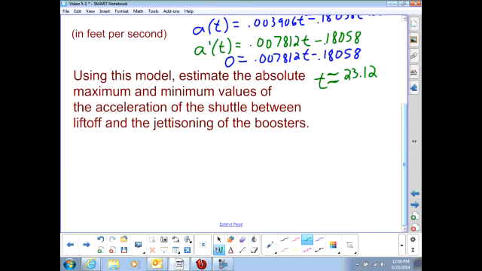If we now carry this down, we know to find the absolute maximum or minimum, we need to test the endpoint values and any critical numbers. Well, we're trying to find the maximum and minimum acceleration, so we'll test it in the acceleration function. We're going to have to plug in 0, our starting time, plug in our critical value, that 23.12, and plug in our ending value, the 126.